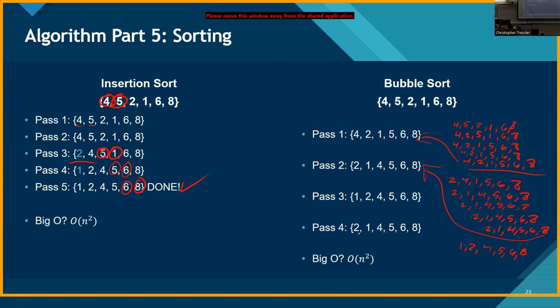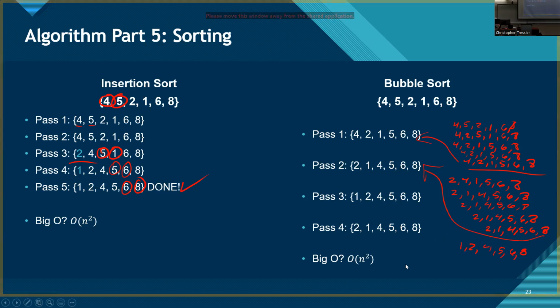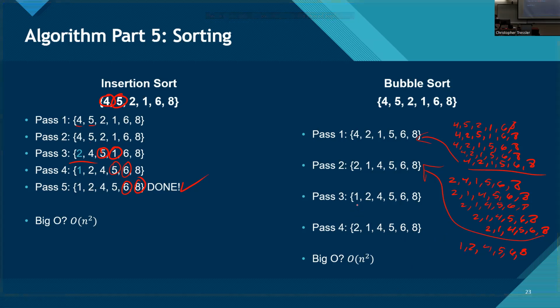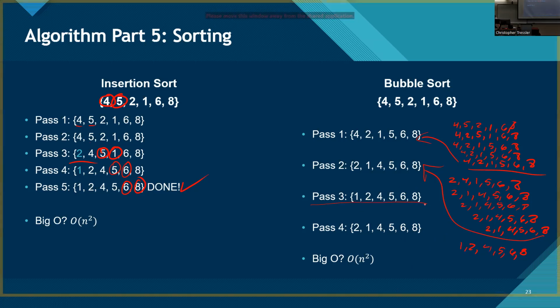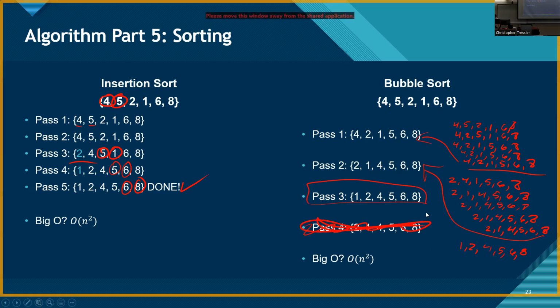Why do I have a pass 4 right here? I think this might have been a typo. Don't pay attention to this. Pass 3, we have 2, 1, 4, 5, 6, 8, and we have 1, 2, 4, 5, 6, 8. So that's correct, right? Yes, this is correct right here. I'm not sure what this pass 4 thing is. I must have accidentally copy and pasted something a second time, but don't pay attention to that. I will update this for the actual slide deck.